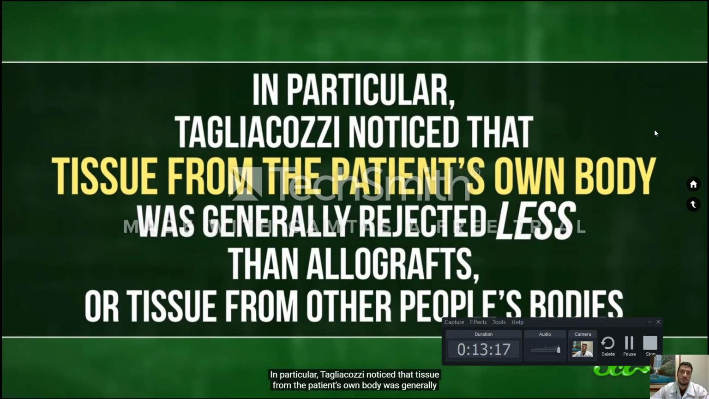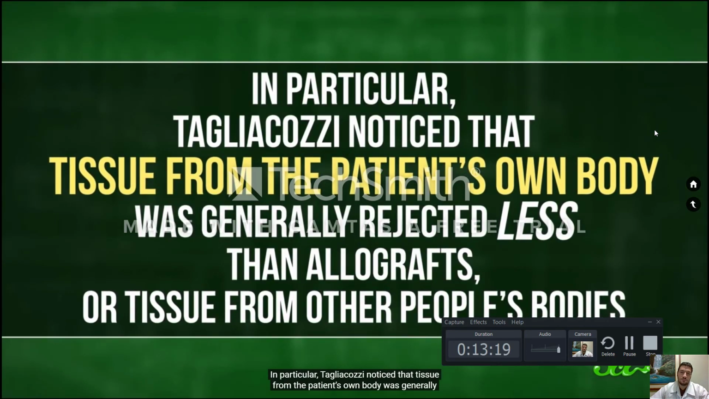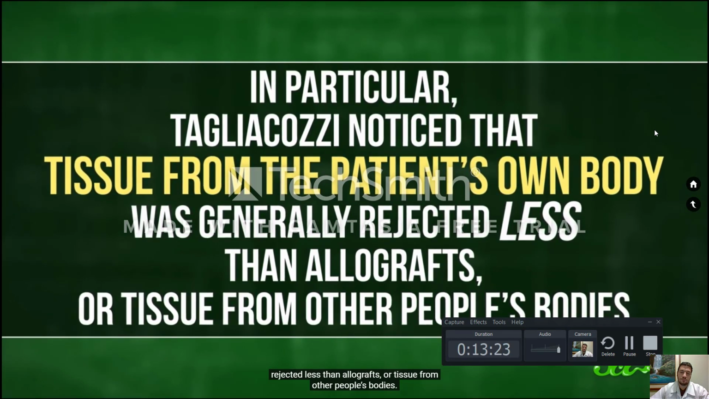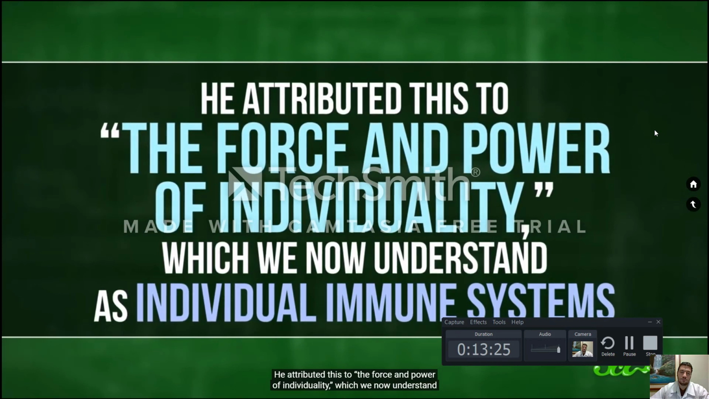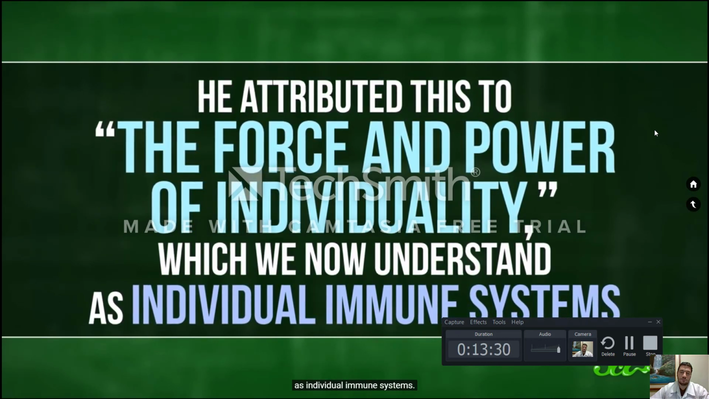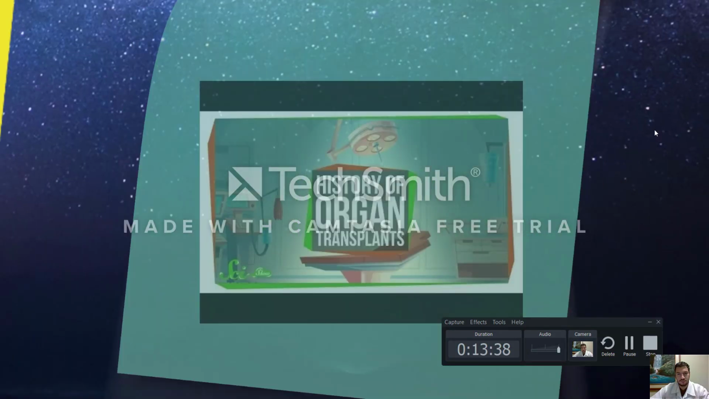In particular, Tagliacozzi noticed that tissue from the patient's own body was generally rejected less than allografts, or tissue from other people's bodies. He attributed this to the force and power of individuality, which we now understand as individual immune systems. For the next few centuries, not much happened in the field of transplantation, but then 2 technologies set the stage for bigger breakthroughs.